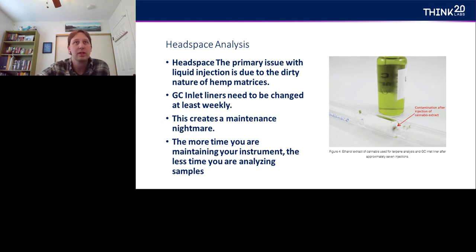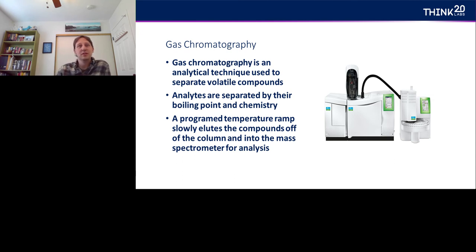So once we have our sample volatilized, it's now injected into the gas chromatograph. So gas chromatography is an analytical technique that is used to separate out volatile compounds. So inside these columns, which are typically 30, 15, or 45 meters in length, they're wound very tightly inside here. And they have what's called a stationary phase, which is a thin film on the inside of these capillary columns, which our target analytes will interact with.